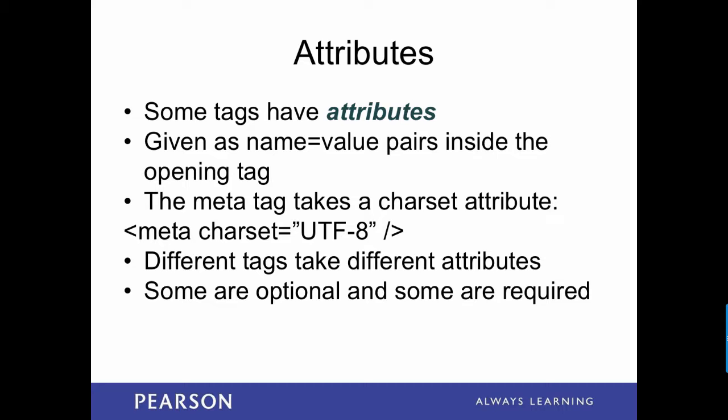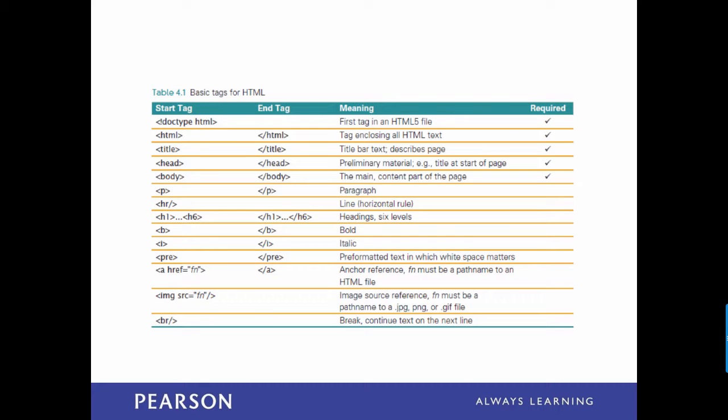If you go back to the head section of the CTEC 112 document, you can see in the third bullet it says meta charset equals UTF-8. Charset is the attribute, and UTF-8 is the attribute value. Notice there's no space on either side of the equal sign, and there are double quotes around the attribute value. Different tags take different attributes. Some are optional, as you'll find out, and some are required.